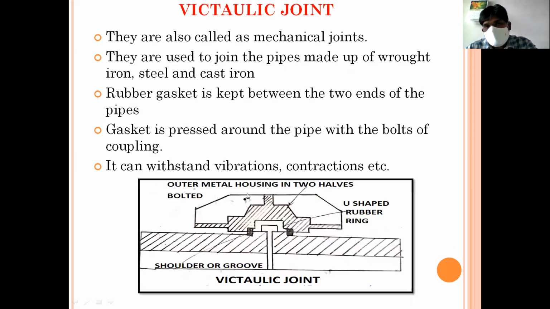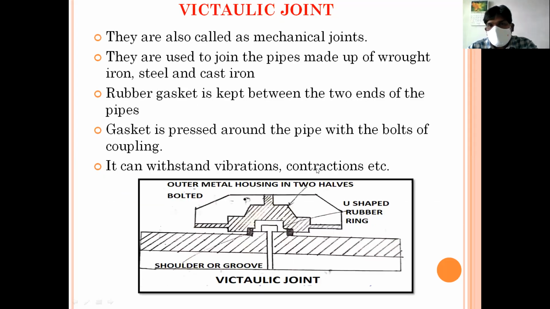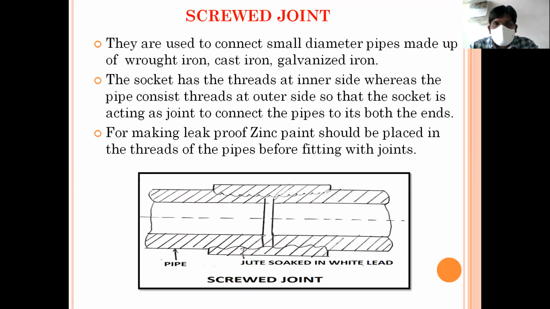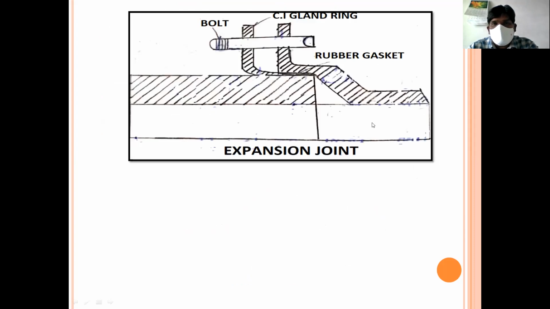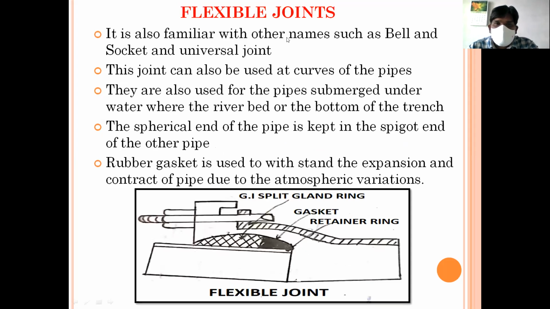Next one is the victaulic joint. Victaulic joints are also called mechanical joints. See here, these are exclusively used to join pipes made of wrought iron, steel, and cast iron. In the same way, we have seen suitable joints for wrought iron, steel, and cast iron earlier also. For example, screw joints are also used to join pipes made of wrought iron, cast iron, and galvanized iron. The same way, victaulic also. The other name is mechanical joint here. The flexible joints' other names are bell and socket and universal joints.